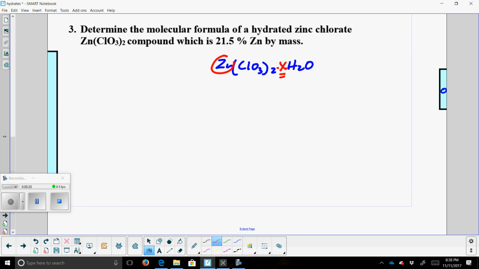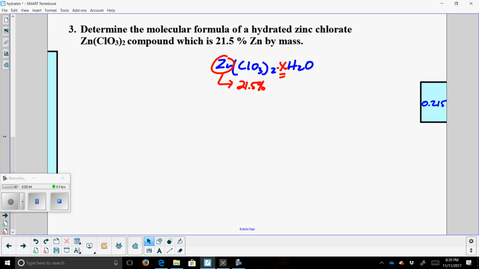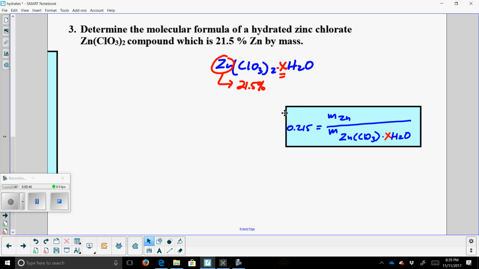And the only other information that I have is that the mass of the zinc is 21.5% of the mass of this entire hydrate. And that's all we know. So basically what we have to do is use this percentage of the zinc to determine the number of water molecules. How do we do that? Well, let's look at the relationship we have here. So I know, again, the mass of the zinc is 21.5% of the mass of the entire hydrate. So I'm just going to write everything out like this.